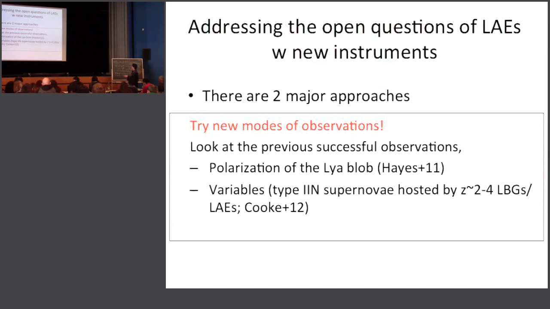And another interesting thing is variables, as you saw in Jeff Cooke's result. What he did was identify variables among the redshift 2 to 4 LBGs and LAEs in continuum, and identify type 2 supernovae. When I first heard about his idea, I was so surprised, and I thought it was impossible. But he successfully identified redshift 2 to 4, very luminous supernovae by this technique. So please think about something new, even with the existing instrument.